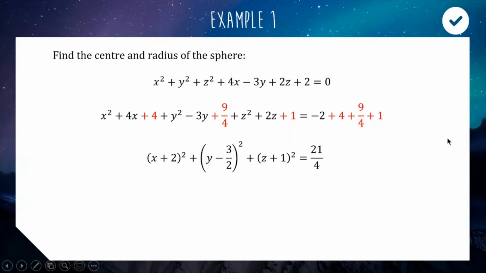So from that, we can just see from inspection that our center needs to be minus 2, positive 3 on 2 for y, and negative 1 for z. And if this is our radius squared, then the radius will be the square root of 21 over 4, which works out to be root 21 on 2, square root of 4.